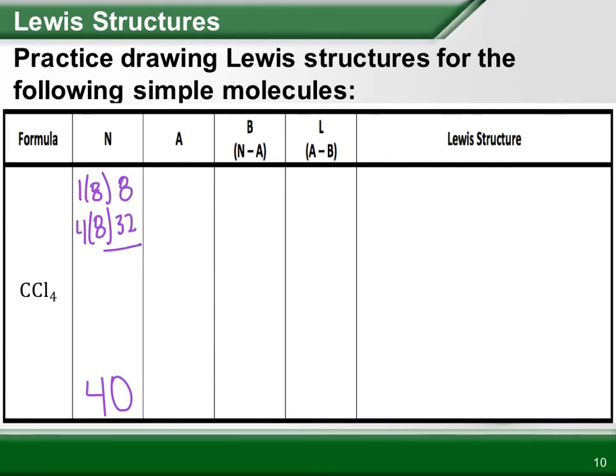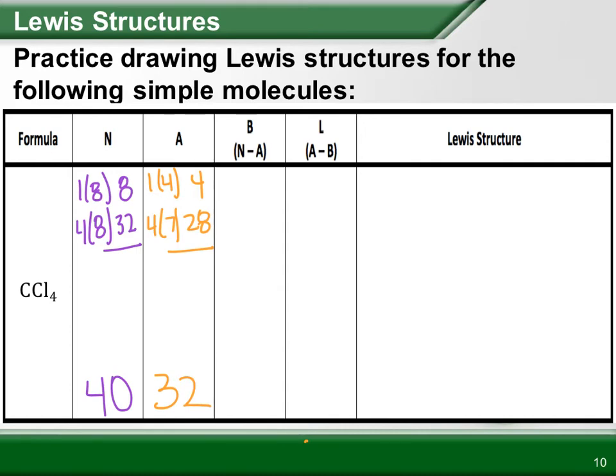In my available column, this is my valence electron number. So again, I have 1 carbon. Carbon's valence electron number is 4. I have 4 chlorines, and each chlorine is 7. Multiply that across for 28. I add these down, and I get 32.